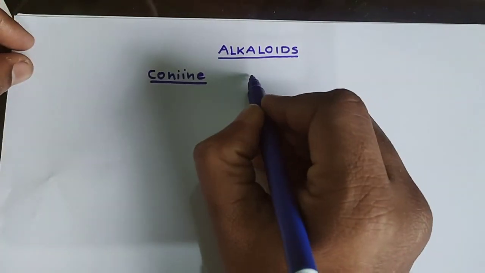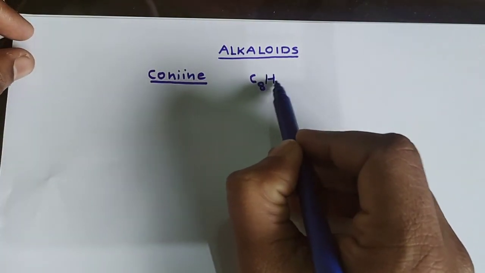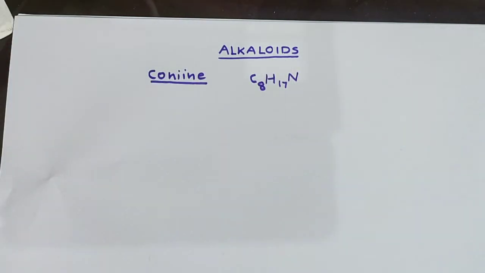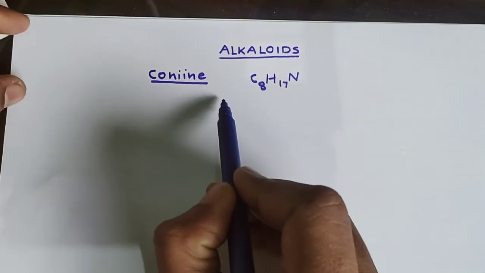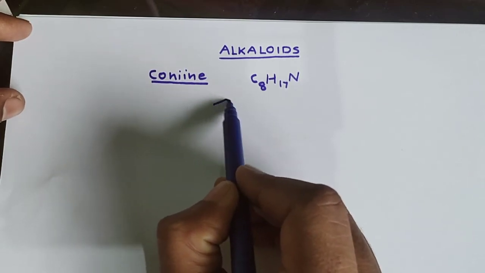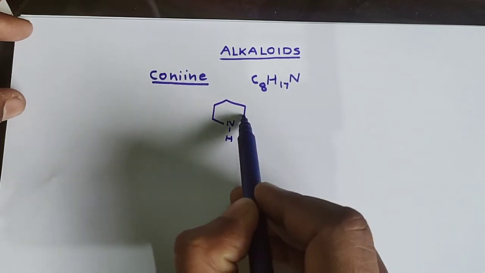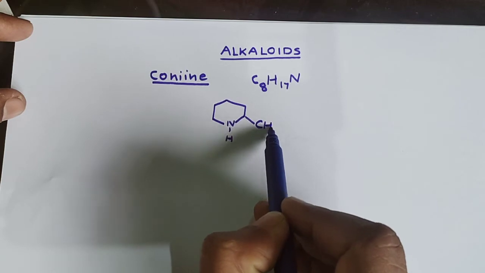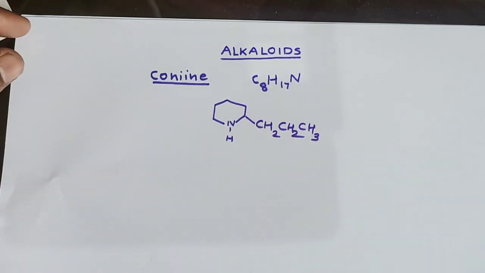Its molecular formula is C8H17N. C8H17N is the molecular formula of choline. Its structural formula is NH, CH2 CH2 CH3. This is its structural formula. It is an example of piperidine alkaloid.